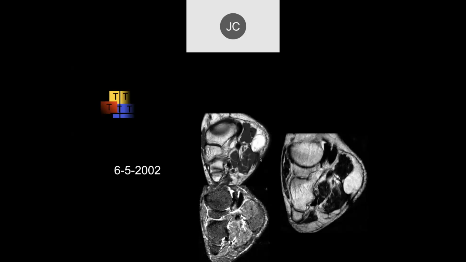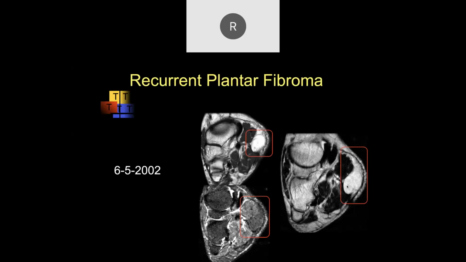And so what do you see here? Yeah, it looks like some recurrence of that tissue. Yeah, with a little different signal characteristics this time. But there's the lesion. And when this was removed again, this was a recurrent plantar fibroma. Though when it came back, it had a little bit more fluid signal within it than the original lesion.